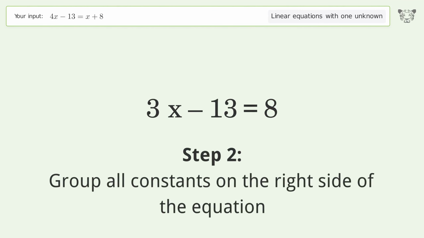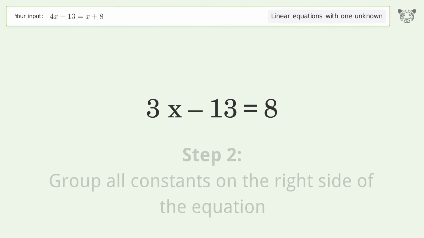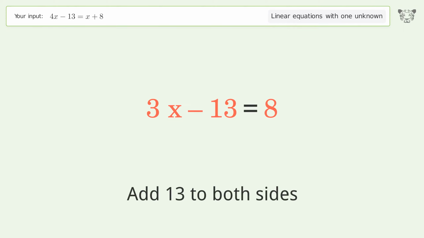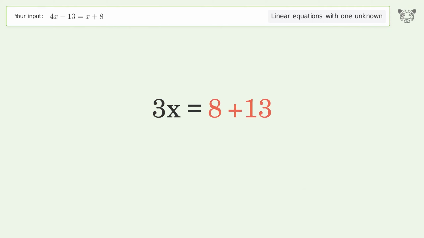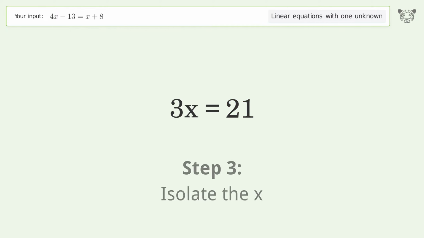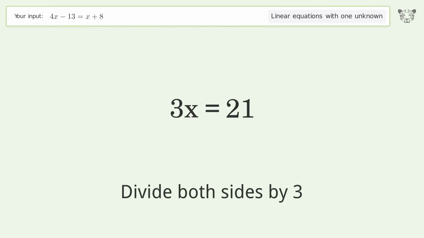Group all constants on the right side of the equation. Add 13 to both sides. Simplify the arithmetic. Isolate the x. Divide both sides by 3.